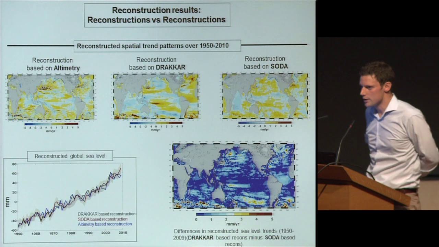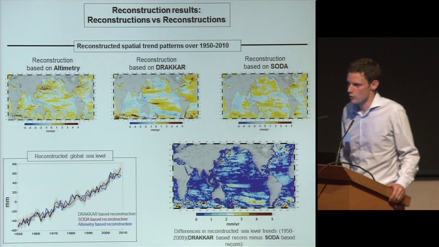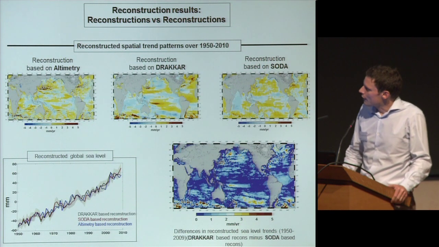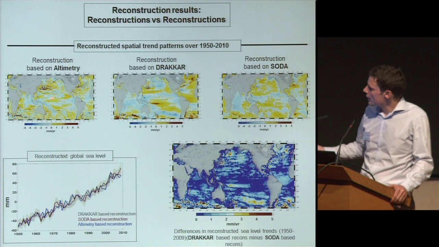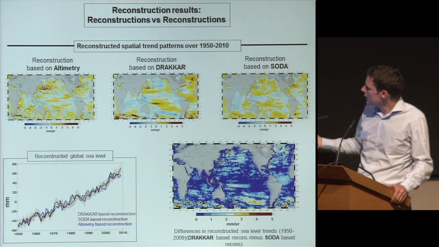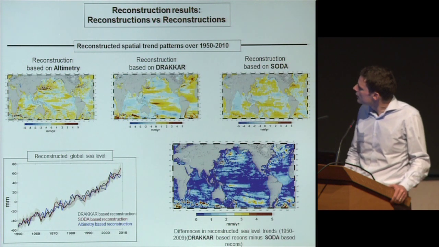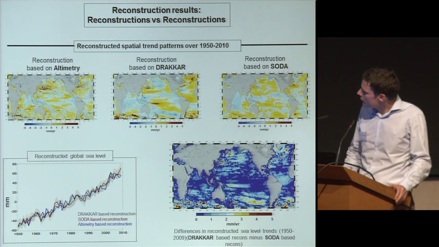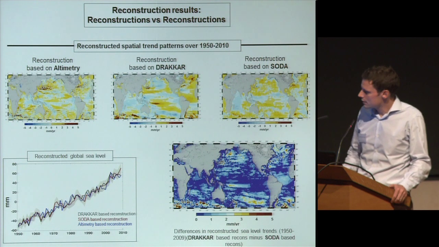Let's have a look at the results and the differences when we use different reconstructions. I've plotted here the sea level trends from the reconstruction based on altimetry on the left, based on Drakkar in the middle, and based on SODA here. The three different reconstructions give fairly similar results in terms of amplitude of trends and broad scale patterns.